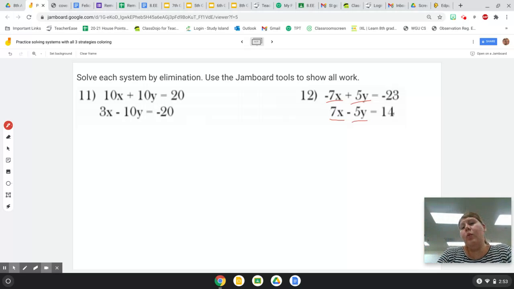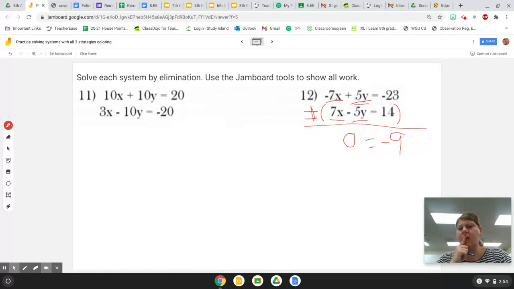So wanting to eliminate negative 7x and 7x, I'm going to add this entire second equation. That way those x values eliminate. So negative 7x plus that positive 7x gives me nothing. Okay, then I'm going to move on. 5y plus negative 5y. Ooh, that eliminates too. So I have 0 over here equals, well, negative 23 plus 14 is going to be negative 9.